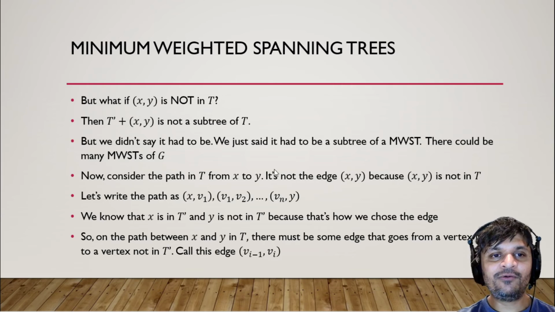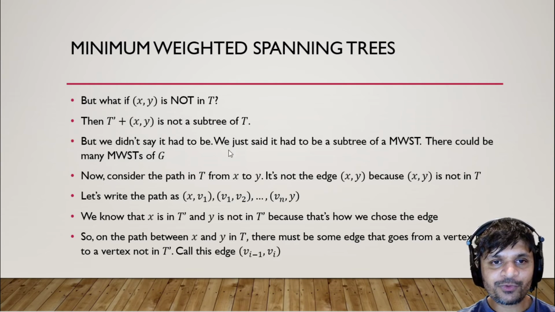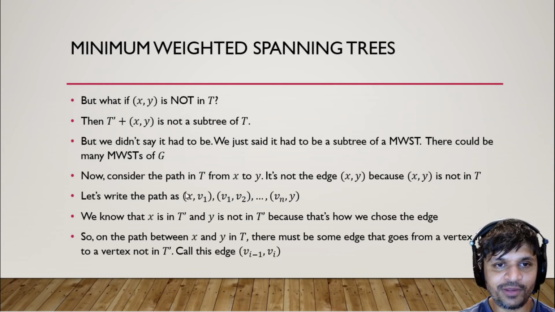Okay, how we're going to do it is: now in T, we said that xy is not an edge, right? But T is a tree, which means there is some path from x to y. But it's not the edge xy because xy is not in T. So there's some path that looks something like this: x, v1, v2, v3, all the way up to vn, y. There's some path that goes from x through some vertices to y.